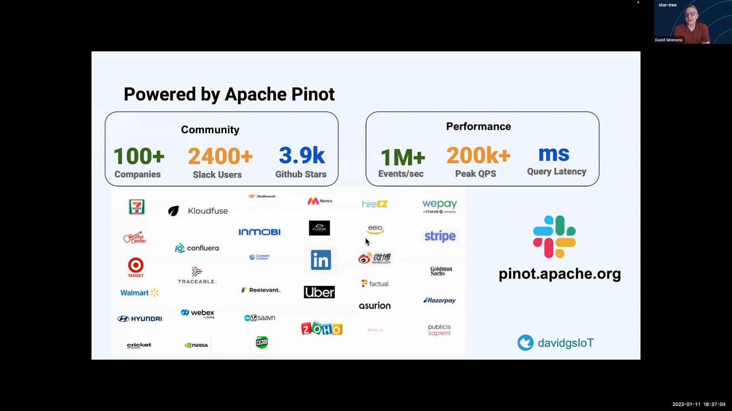There are about 100 companies right now. We have about 2,400, 2,500 users in our user groups in Slack. We've got a bunch of GitHub stars. I think that's actually gone up quite a bit. And then you can see the NASCAR slide here of who actually is using Pinot in production, right? 1 million plus events per second with 200,000 peak queries per second.